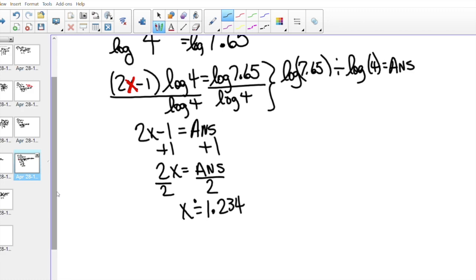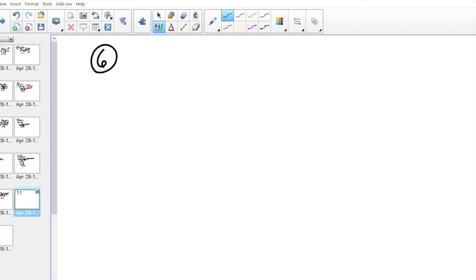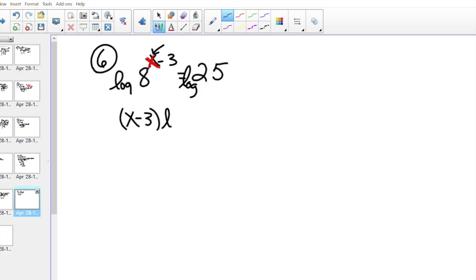Now, number 6 is the same setup. 8 to the power of x minus 3 equals 25. So we use Mr. Napier's log. We want to solve for x. We want to know what that x equals. So we'd say the log on both sides. So it would be x, the power, times the log of the number, is equal to the log of 25. Divide both sides by the log of 8.